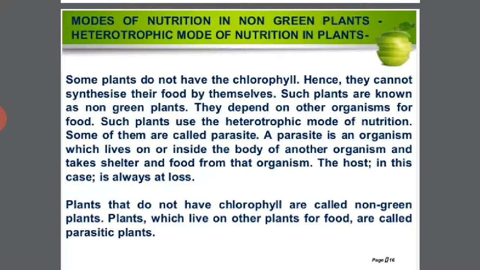Some of them are called parasites. A parasite is an organism which lives on or inside the body of another organism and takes shelter and food from that organism. The host in this case is always at a loss. Plants that do not have chlorophyll are called non-green plants. Plants which live on other plants for food are called parasite plants. Okay, let's move further.